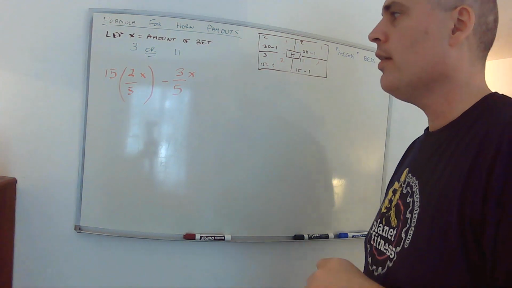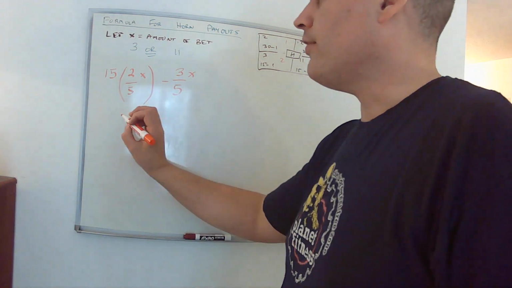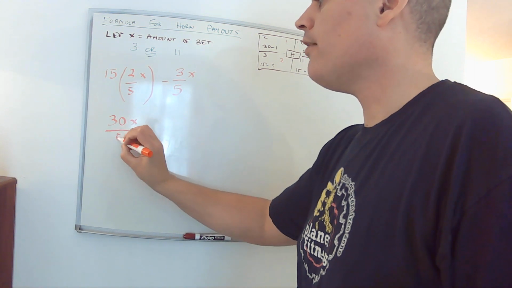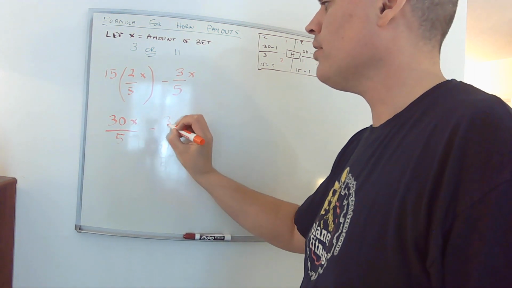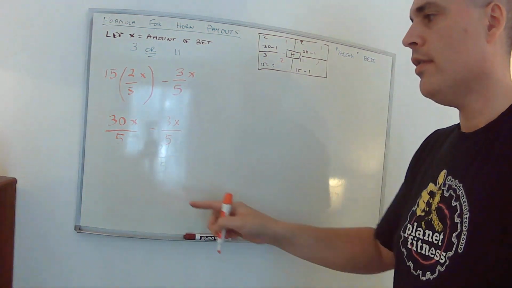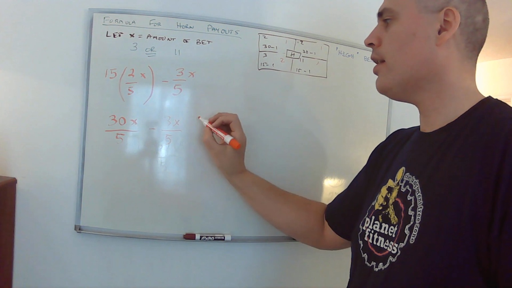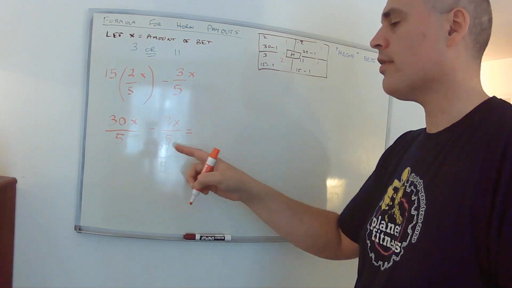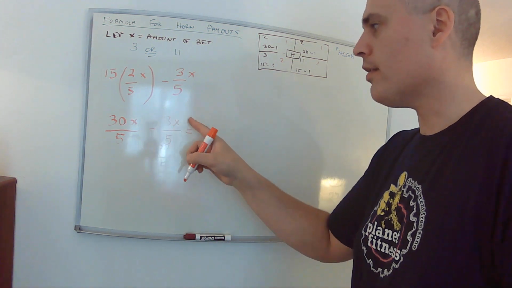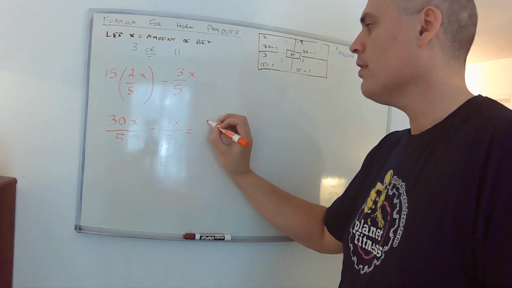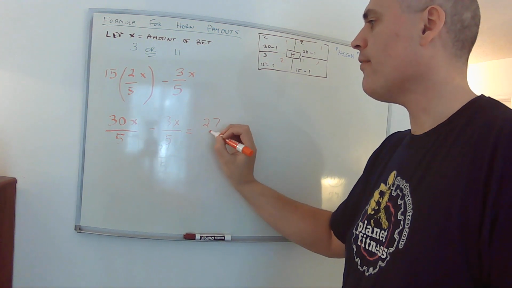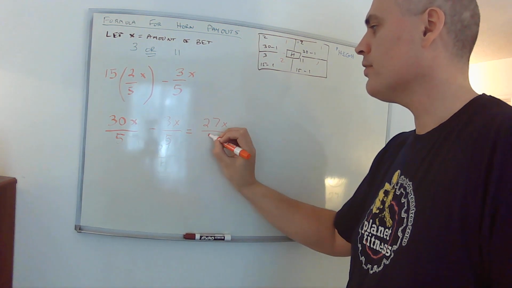So now I've just got to shift it back in again. 30x over 5 minus 3x over 5. I've got a nice common denominator again. The only thing I have to do is subtract, because the denominators are the same, I just have to subtract the numerators if they're alike, and they both have a factor of x. So 30 minus 3 would be 27x over 5.